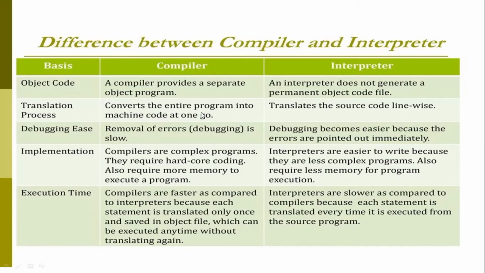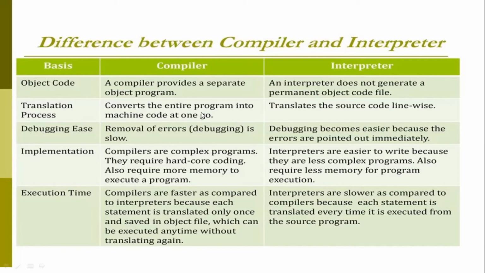Now let's come to the execution time. Compilers are faster as compared to interpreters because each statement is translated only once and saved in an object file, which can be executed anytime without translating again.